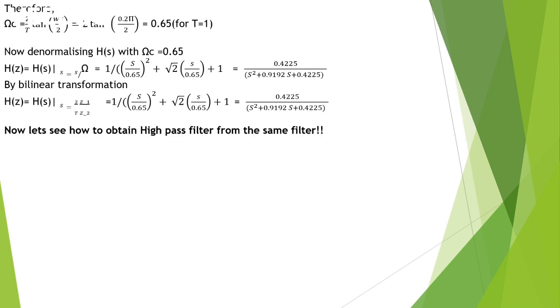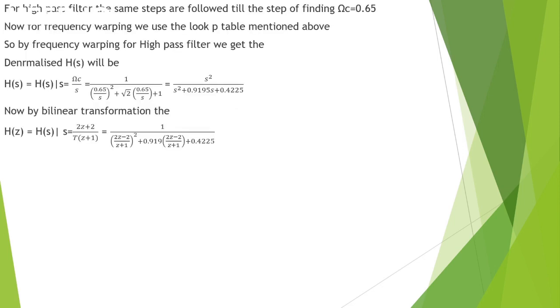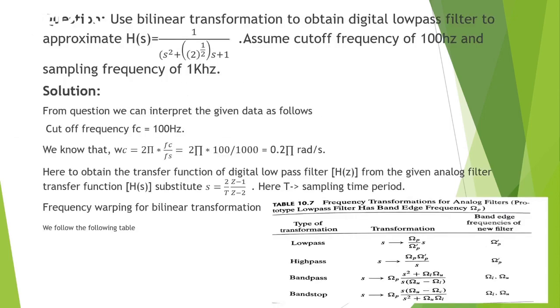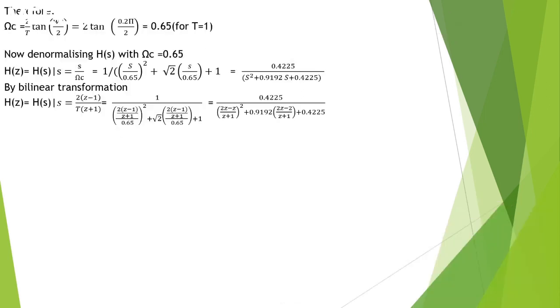Now, let's see how to obtain the high pass filter for the same given system function. The process till finding the analog frequencies is the same for the high pass filter as well. Now, for frequency warping, we'll be following this table for the high pass filter where we have to substitute s is equal to omega c by s, whereas we have used s by omega c for the low pass filter. Whereas for the band pass filter, we'll be using different formulas as shown in the table.